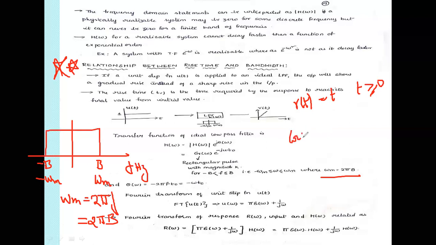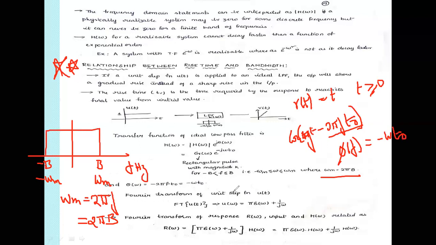The cos of 2 pi f into t, in a delayed version, becomes cos of 2 pi f into t minus t naught, having the phase theta of f equal to minus 2 pi f into t naught. That is, 2 pi f is omega, so the phase is minus omega into t naught.